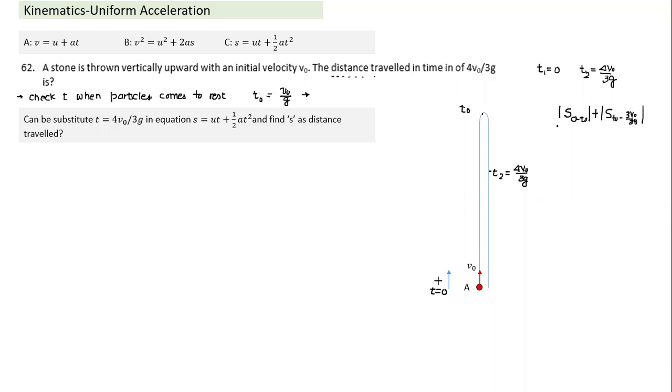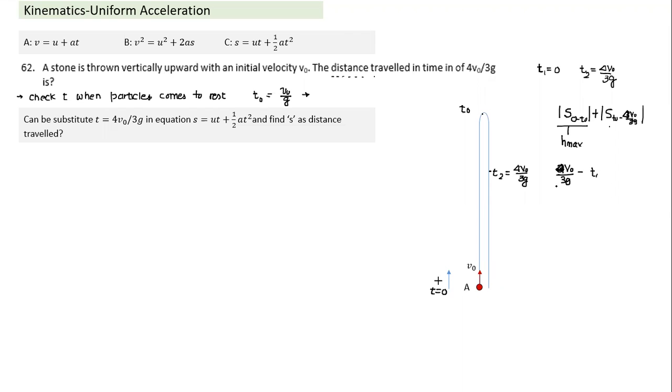We know this displacement is equal to h max. And what is this displacement here? All we have to do is calculate the time. This is the interval during which it was going up. Let's calculate the time interval here. The time of fall can be calculated as 4v0 by 3g minus t0.